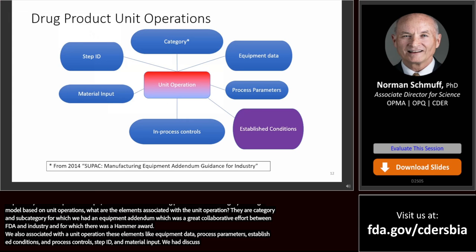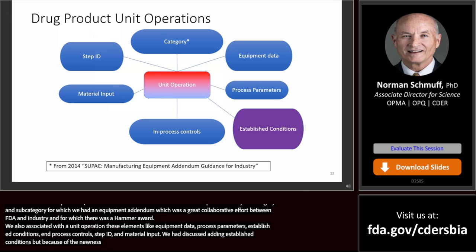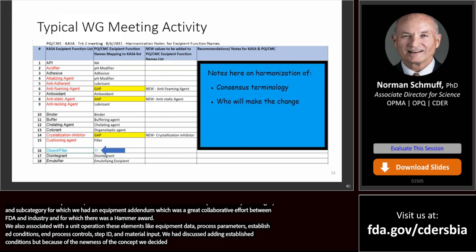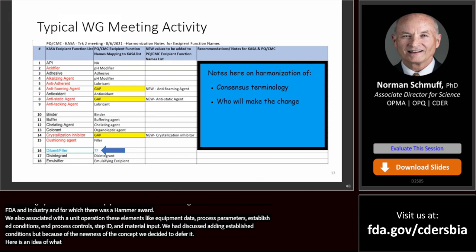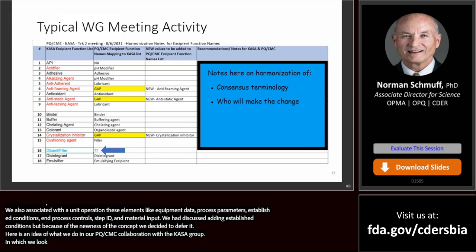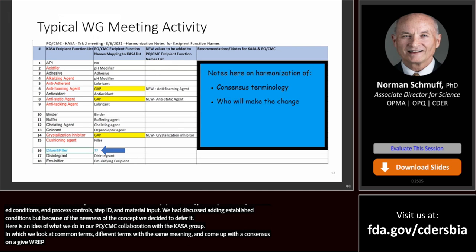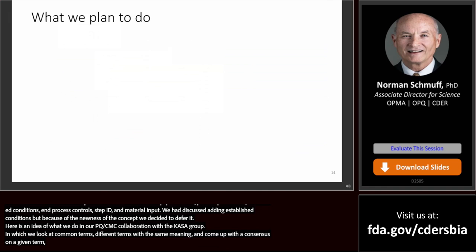We had discussed adding established conditions, but because of the newness of this concept and the current work of the M4Q group, we decided to defer it and to not include it in the current PQCMC model. So here's an idea of what we do in our PQCMC collaboration with the CASA group, in which we look at common terms, different terms with the same meaning, and come up with a consensus on a given term, define it, and decide which group will make that change.